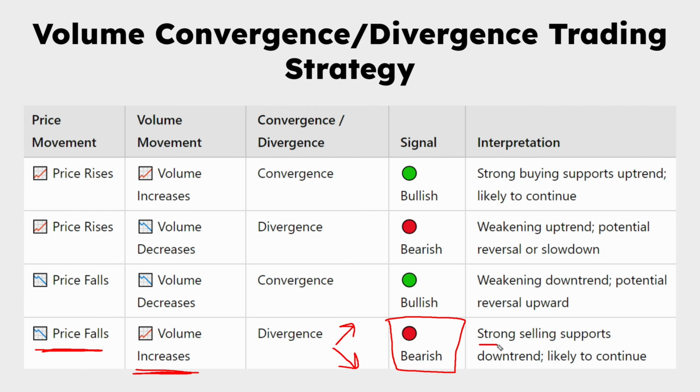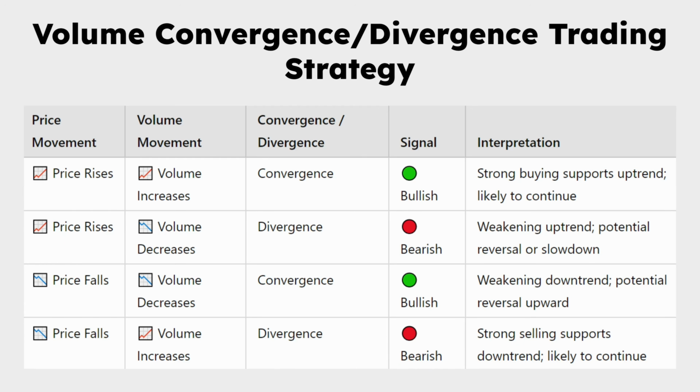This indicates strong selling supports the downtrend, and this makes the downtrend a little bit more likely to continue here. So these are basically the four different combinations of volume, convergence, and divergence.